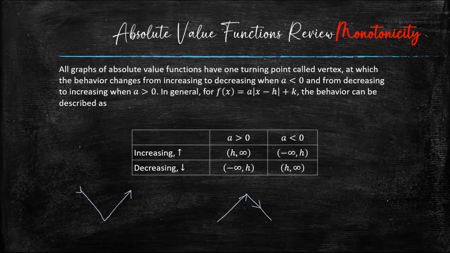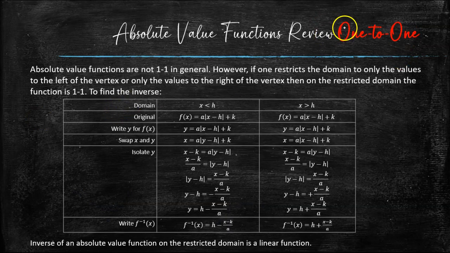Now, V shape is clearly not one-to-one. However, an absolute value function can be rewritten as a piecewise function with two linear pieces, each of which is then one-to-one. So for each branch of the absolute value function, you should be able to find the inverse, right?